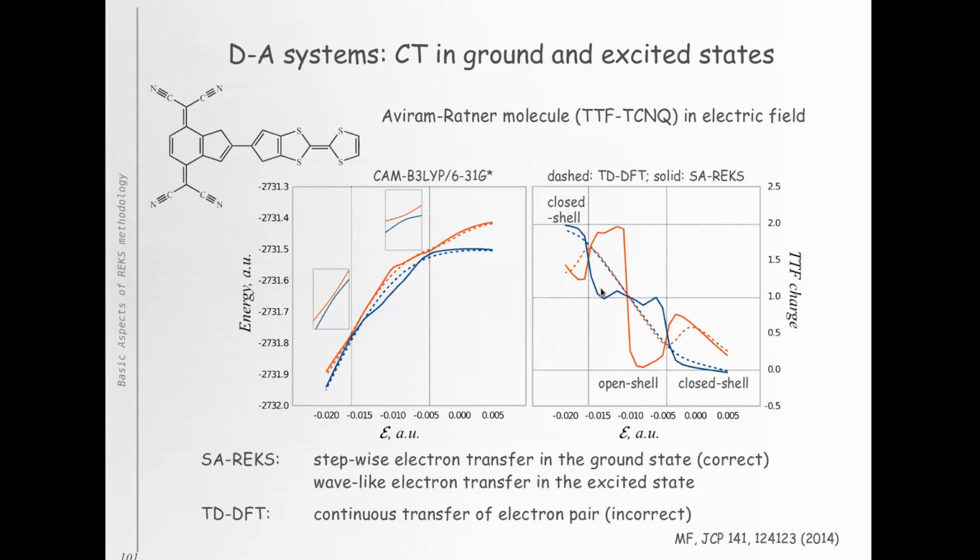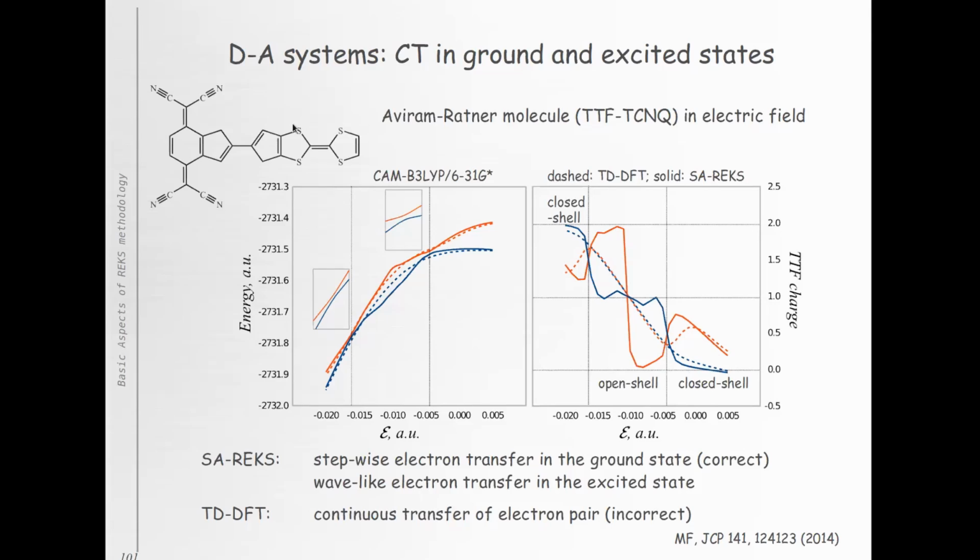Then one electron from the donor unit is transferred to the acceptor unit, and we have a kind of neutral state. And then again, the whole electron pair is transferred from donor to acceptor. So this is kind of back and forth electron transfer between donor and acceptor, which occurs in the excited electronic state. And in the ground electronic state, this is correct stepwise electron transfer.